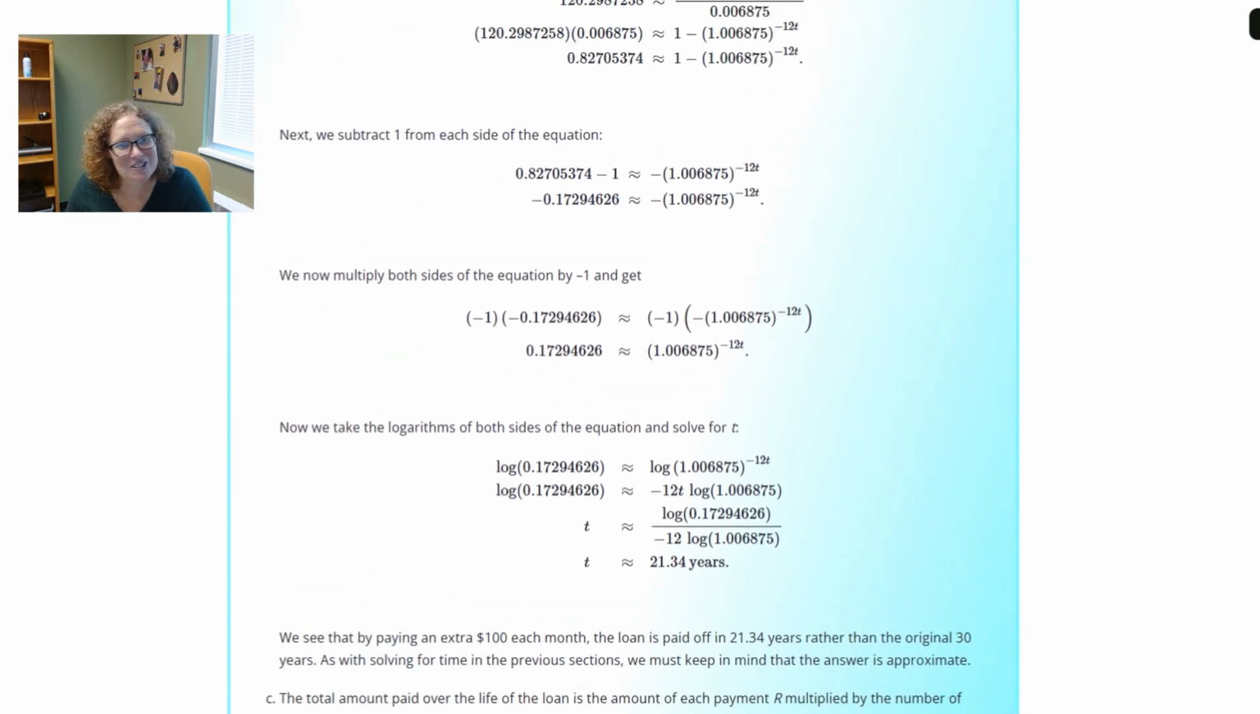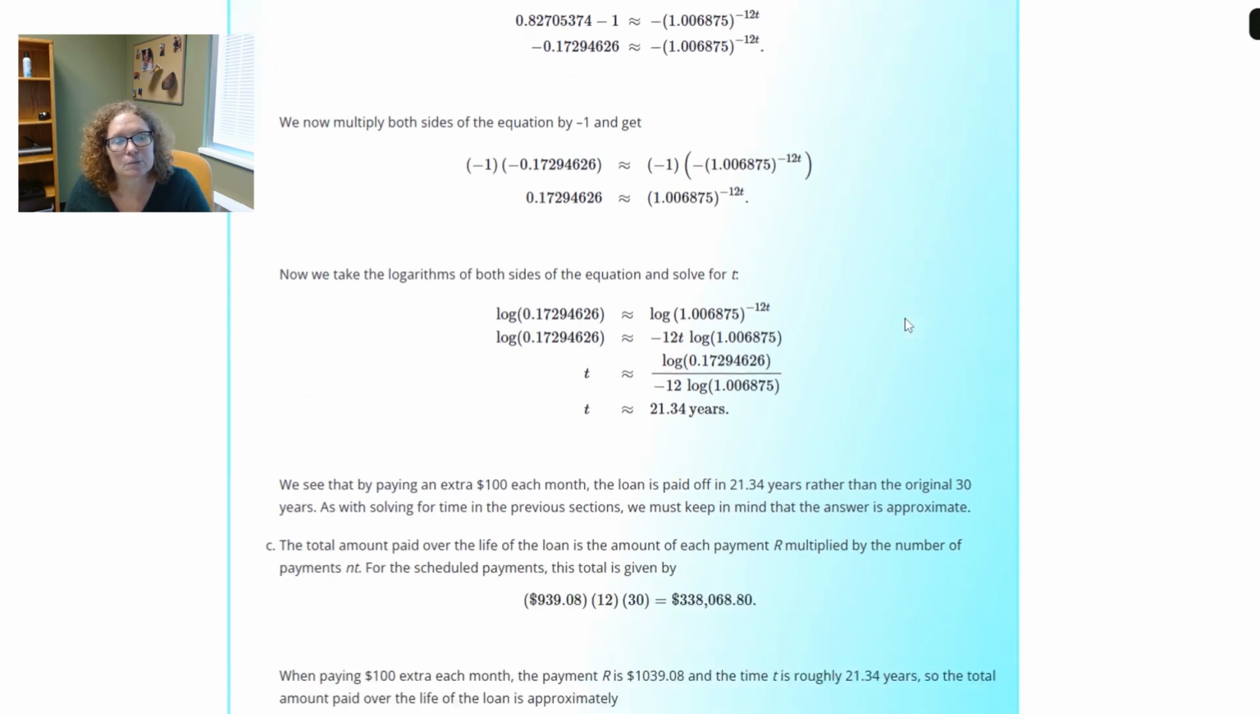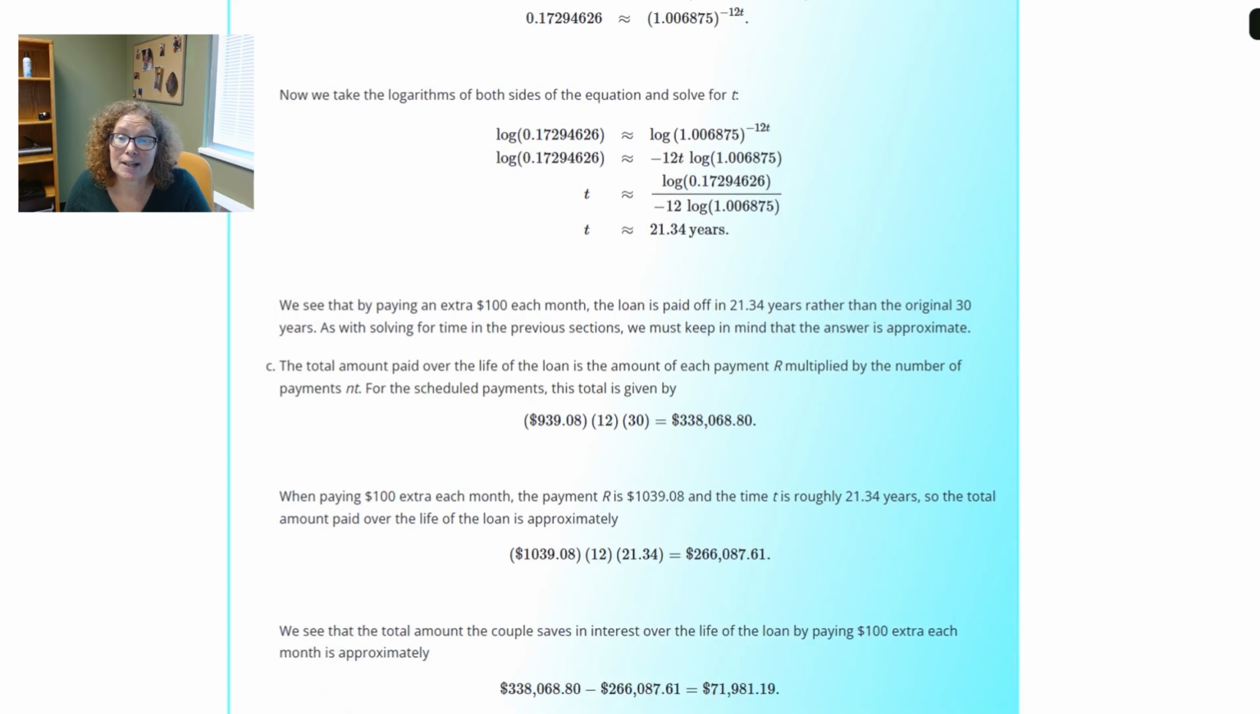It's nice to be able to do this in a calculator because this is a lot of calculations. But we do find out in the end that by paying an extra $100 each month, the loan is paid off in 21.34 years rather than 30 years. That's a lot. That's almost 7 years. That's a good amount of money, and so it might be worth it to do that.